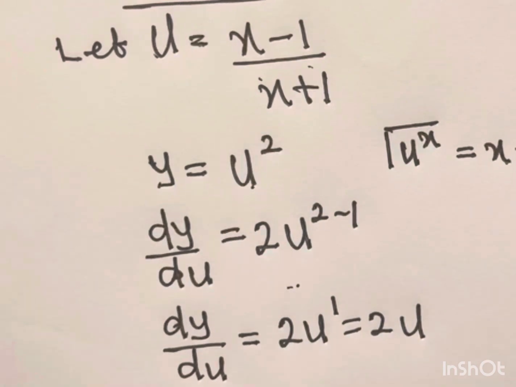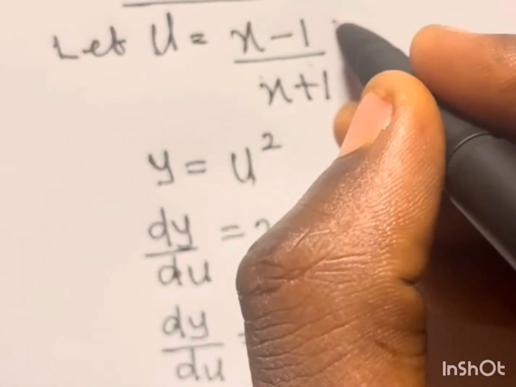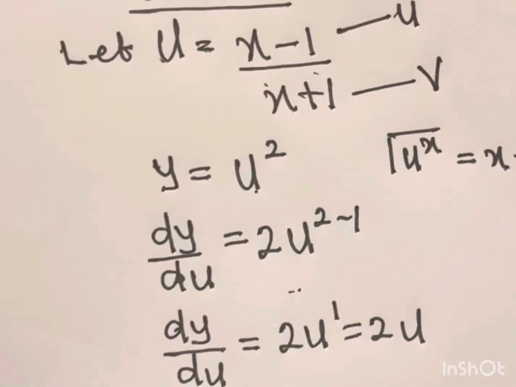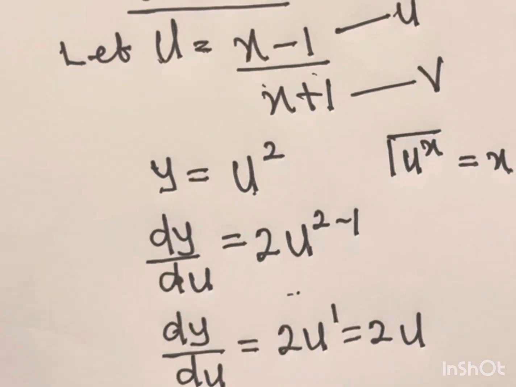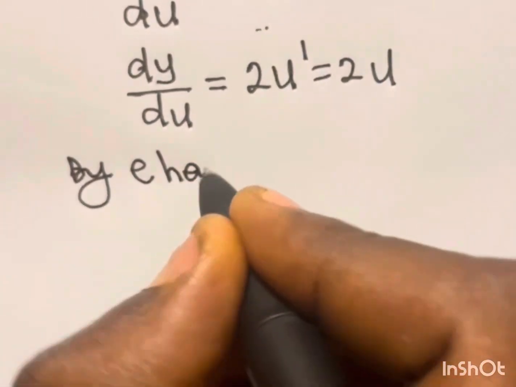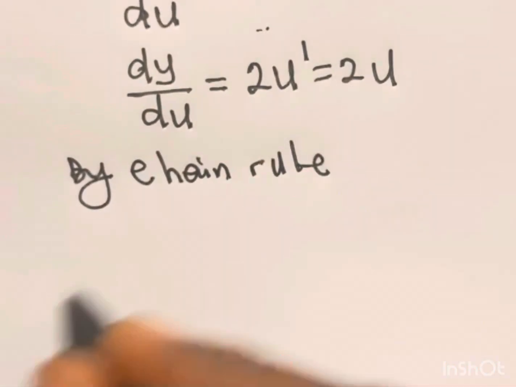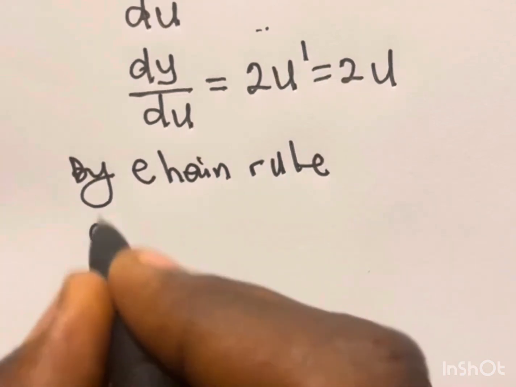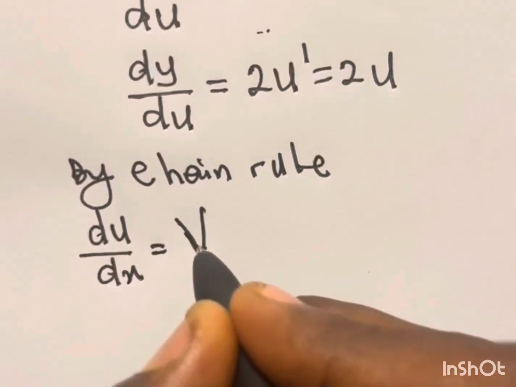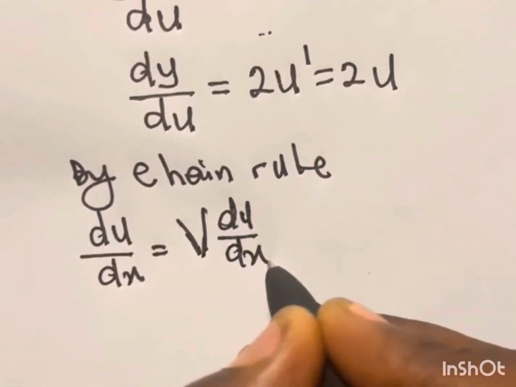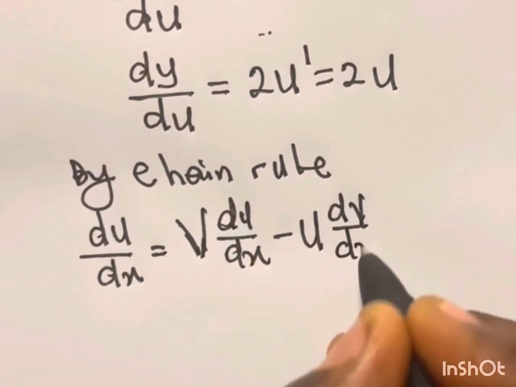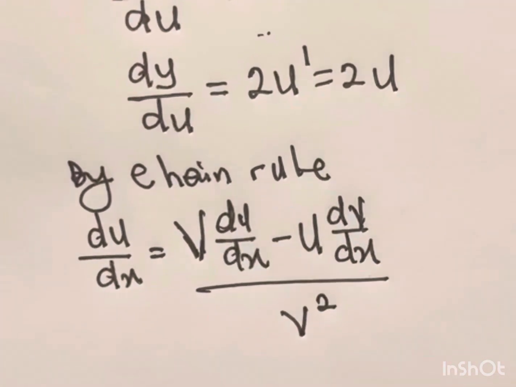Let x minus 1 be equal to u and let x plus 1 be equal to v. The rule says that to differentiate u over v, we have v du/dx minus u dv/dx, divided by v squared.